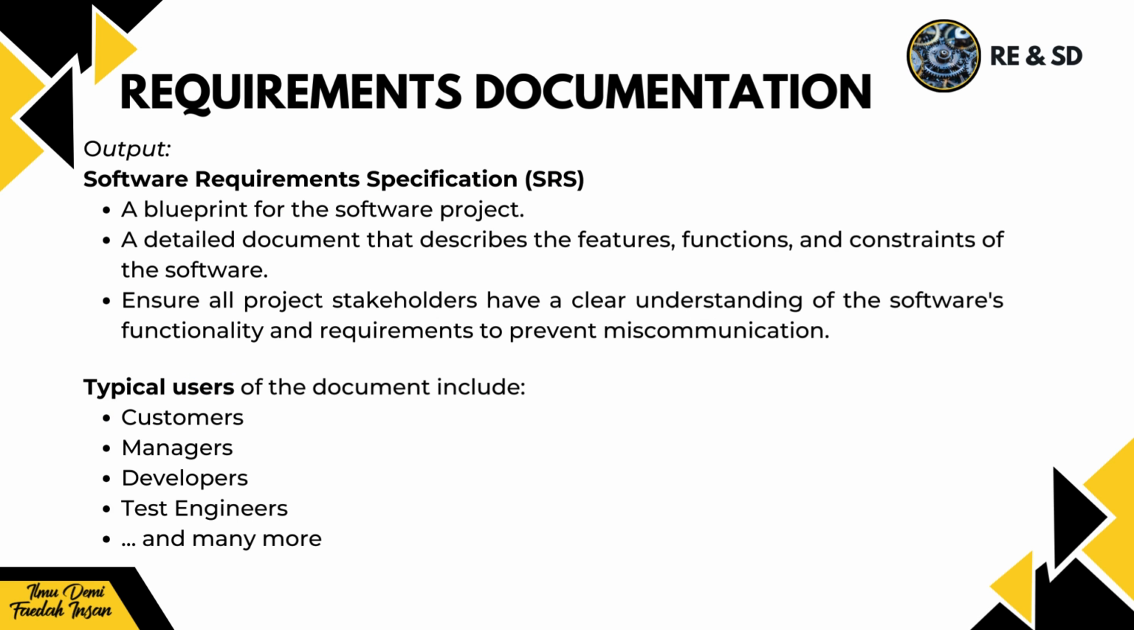In the previous lecture, you learned that the output of the requirements documentation process is the Software Requirements Specification, or SRS. The SRS is a document that serves as the blueprint for a software project. It details the features, functions, and constraints of the software, acting as the main reference point so that all stakeholders have a clear understanding of what the software will do. Consequently, the primary users of the SRS are stakeholders, including customers, managers, and many others.